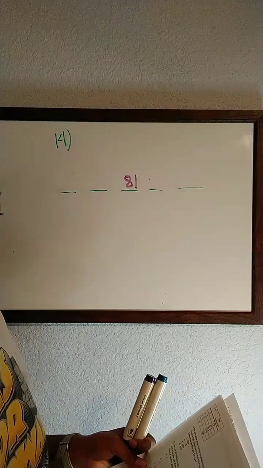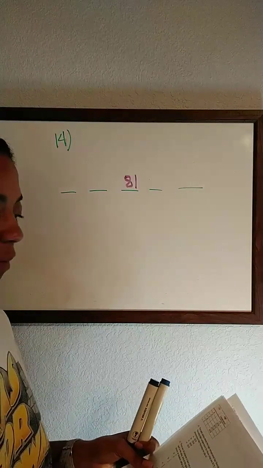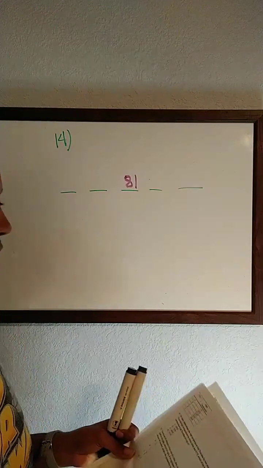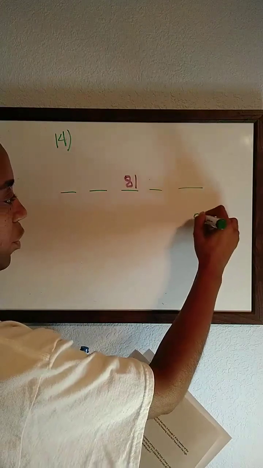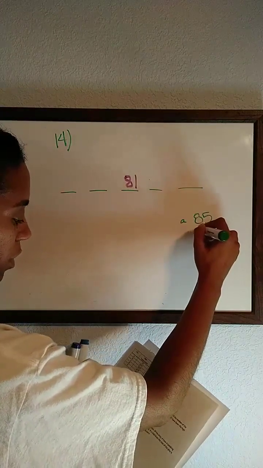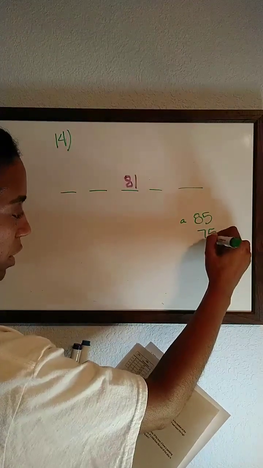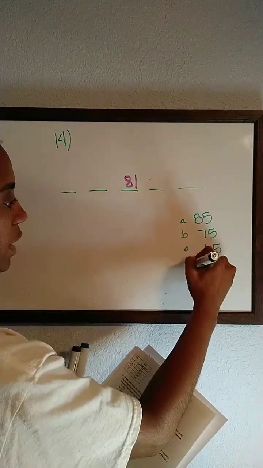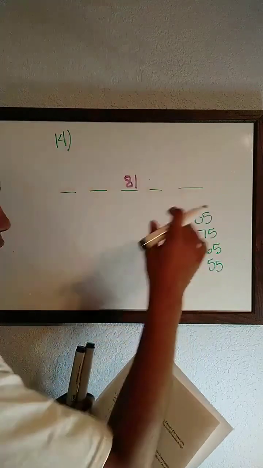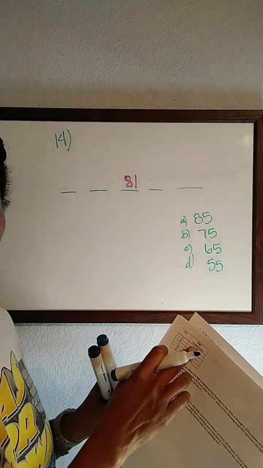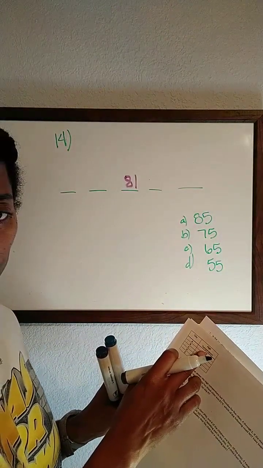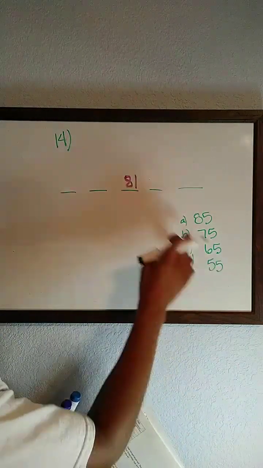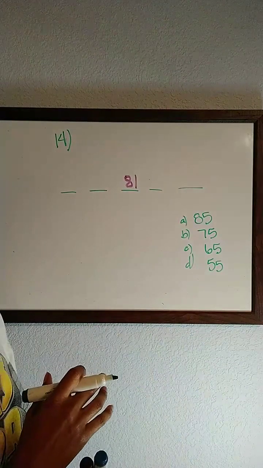Then it says, which of the following could not have been the high temperature for last Thursday? So they gave me answer choices. Is it 85? Is it 75? Is it 65? Or is it 55? It says, which one of these could not have been included as a high temperature? So we're going to look at our answer choices and try to decide which one is not going to fit.